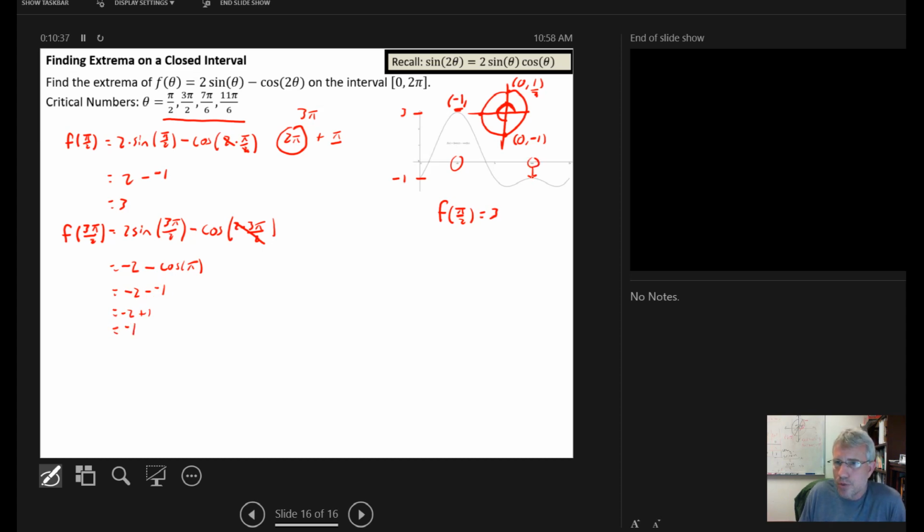Here's my 3 pi over 2 corresponding to that output of -1. So f of 3 pi over 2 is -1. And then we just keep grinding through. Now we need to do 7 pi over 6.